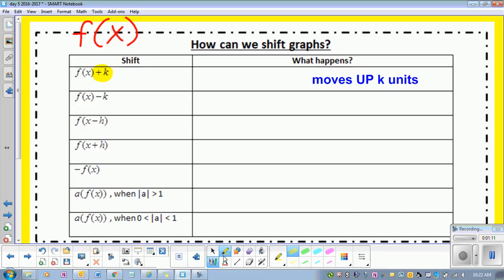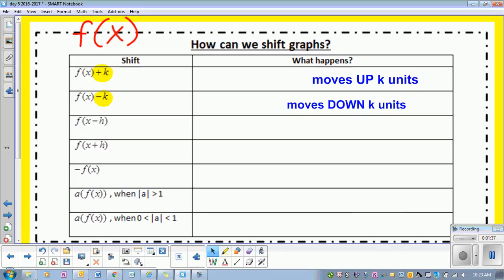Now, how about if I took a minus k and I put it at the end? How do you think that moves? Yeah, down k. There you go. Can you see it?